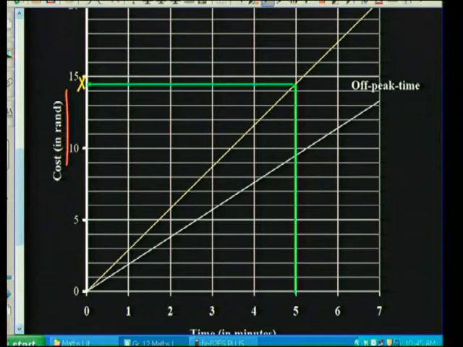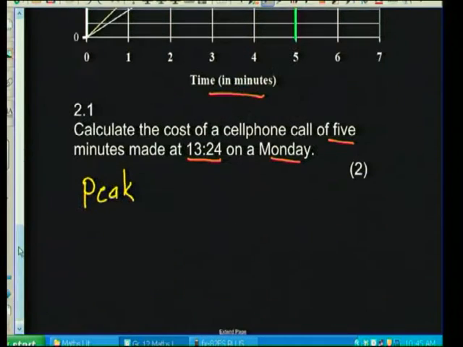So I see that that's 10 rand and there's 15. So each one of these has to be 1 rand. So that's 11 and 12. And this is between 14 and 15. So we can say that it is 14 rand 50. That's reading it off the graph.